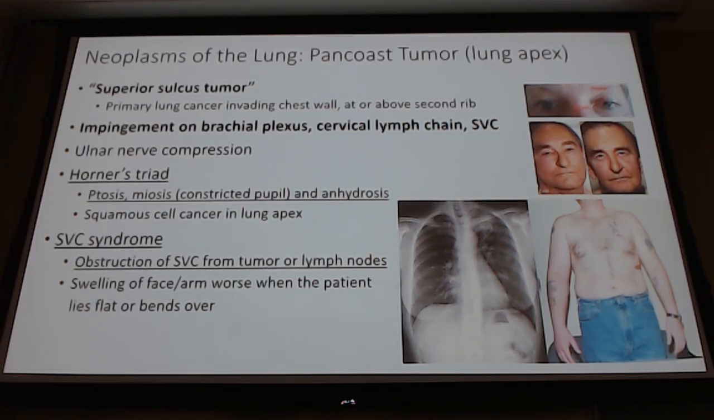And then again, just in case anybody didn't know, SVC, superior vena cava syndrome, is basically an obstruction of that vein, and so you're going to have swelling of the face or arm on that side, especially when the patient lies flat or bent over. If it's so bad, it's just swelling and it's causing that obstruction from getting the blood back from that arm. It may be kind of chronic, but it's more pronounced when they either lay flat or bent over.